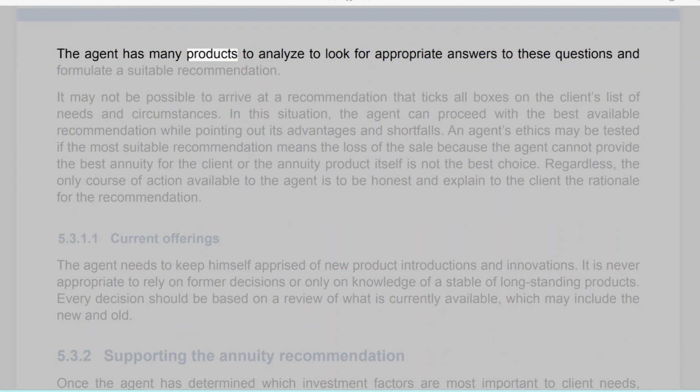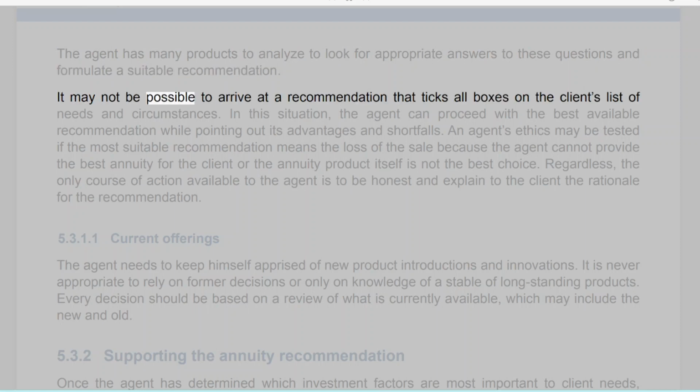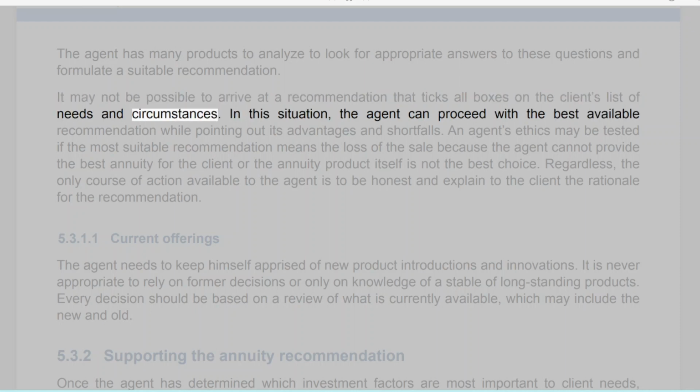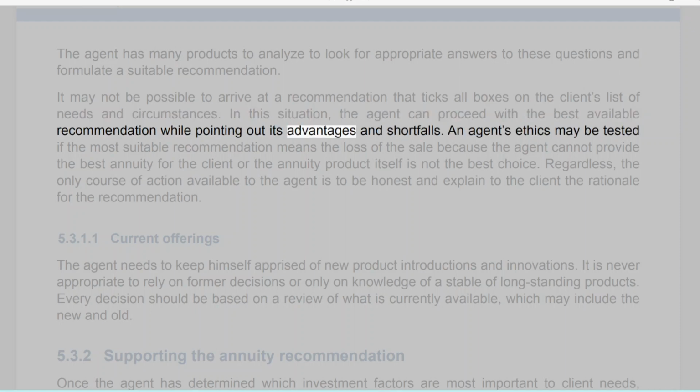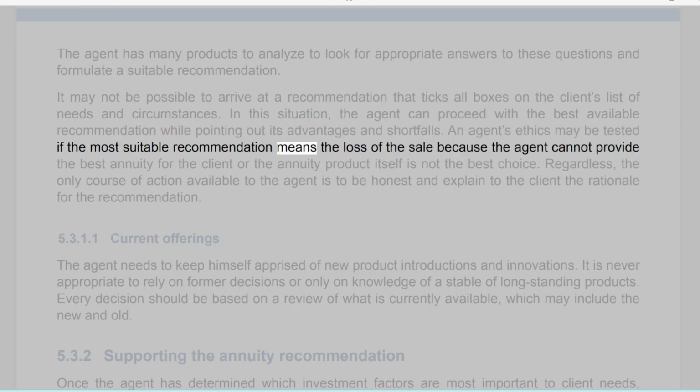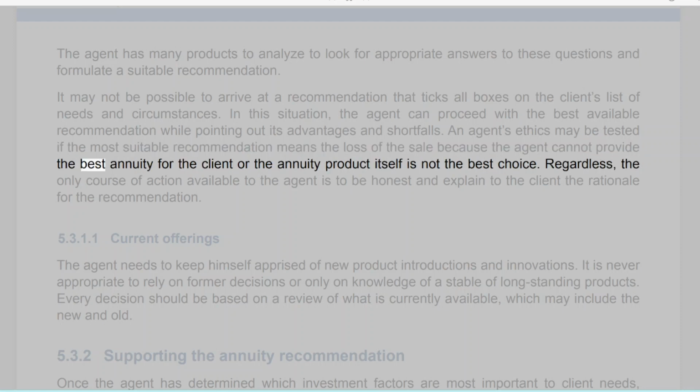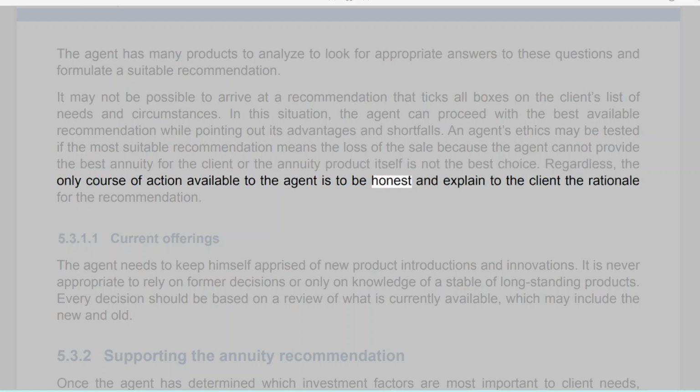The agent has many products to analyze to look for appropriate answers to these questions and formulate a suitable recommendation. It may not be possible to arrive at a recommendation that ticks all boxes on the client's list of needs and circumstances. In this situation, the agent can proceed with the best available recommendation while pointing out its advantages and shortfalls. An agent's ethics may be tested if the most suitable recommendation means the loss of the sale because the agent cannot provide the best annuity for the client, or the annuity product itself is not the best choice. Regardless, the only course of action available to the agent is to be honest and explain to the client the rationale for the recommendation.